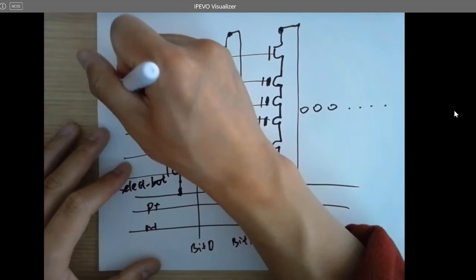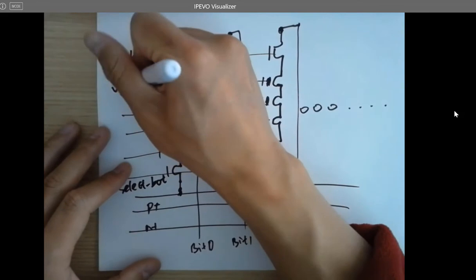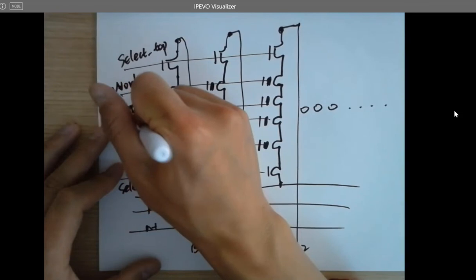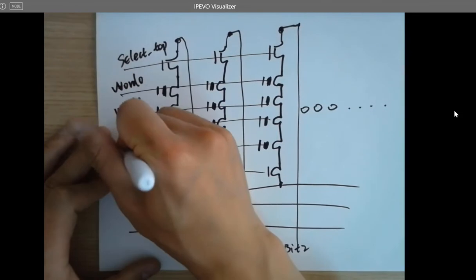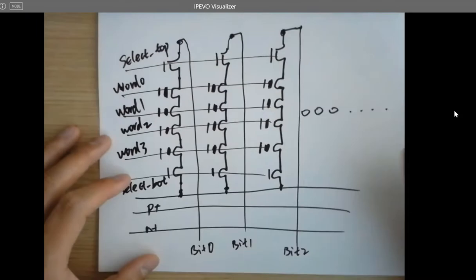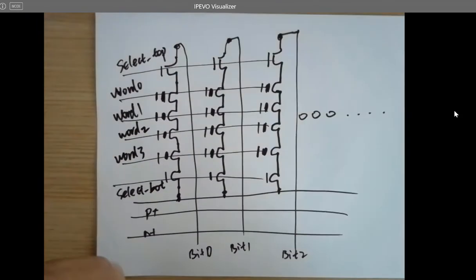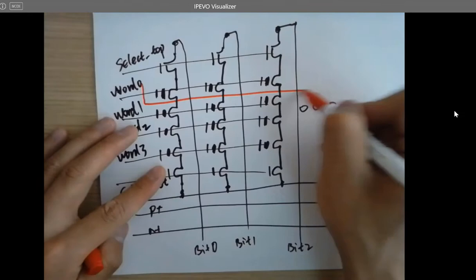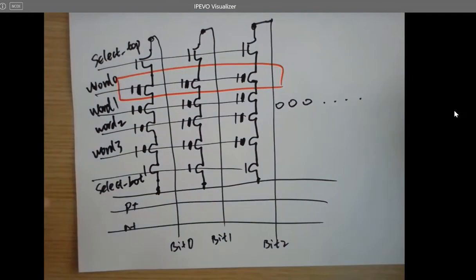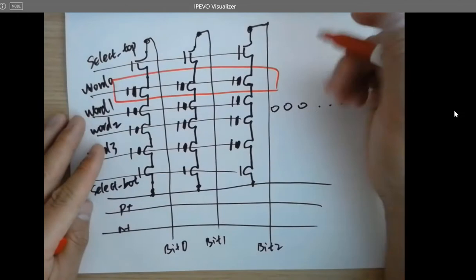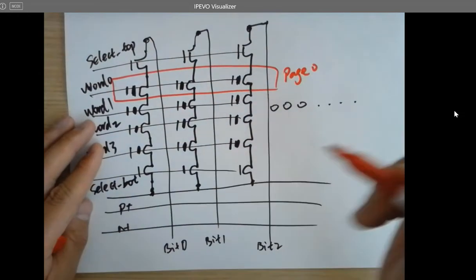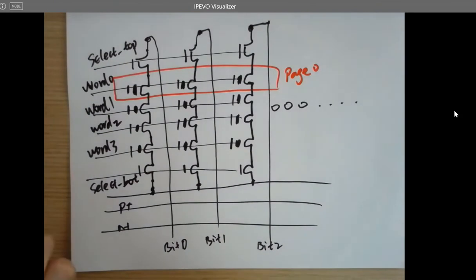These are the word lines because they are the row selectors. The word 0, word 1, word 2, word 3. And these are the memory cells. And for each row, that's a page. So when you are either writing or reading from the memory cells, they are doing page by page. So that's page 0, page 1, page 2, page 3.